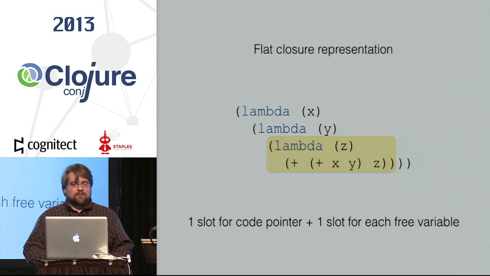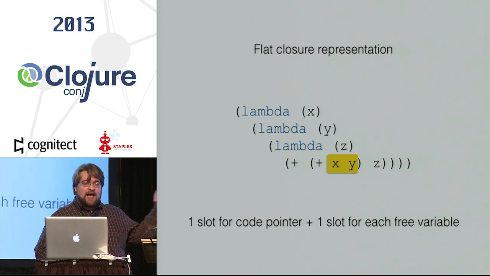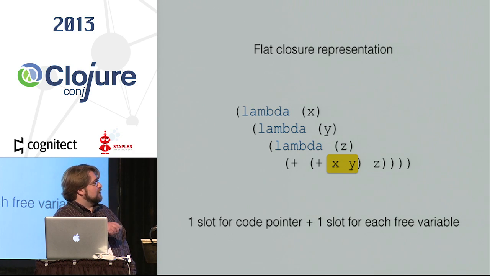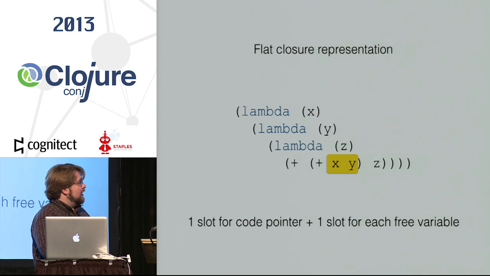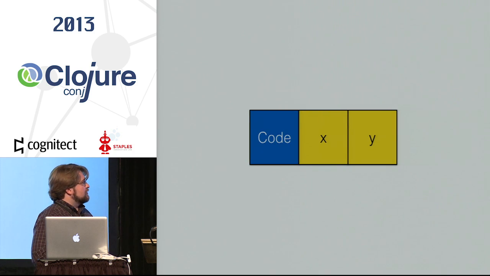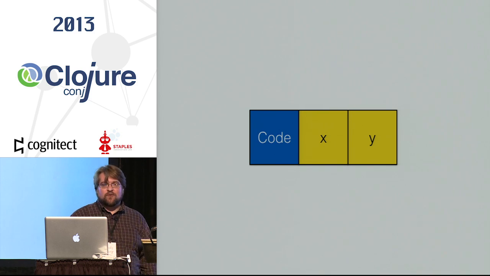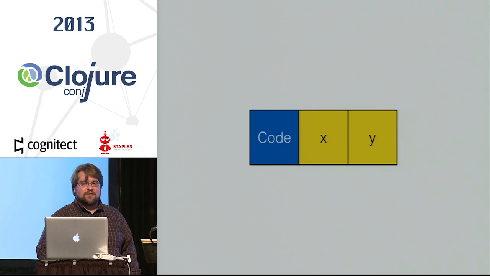So we do a free variable analysis, and we figure out that x and y are free variables in the innermost lambda, because they aren't arguments; they actually come from the outer lambdas here. So when we create a closure for the innermost lambda, we need to have one code slot and two data slots, one for the x and one for the y. And that's how we're going to represent things internally.